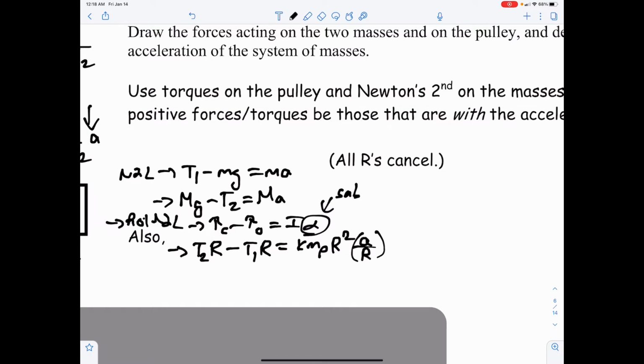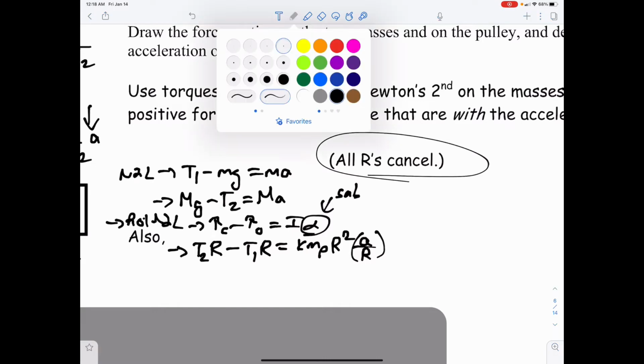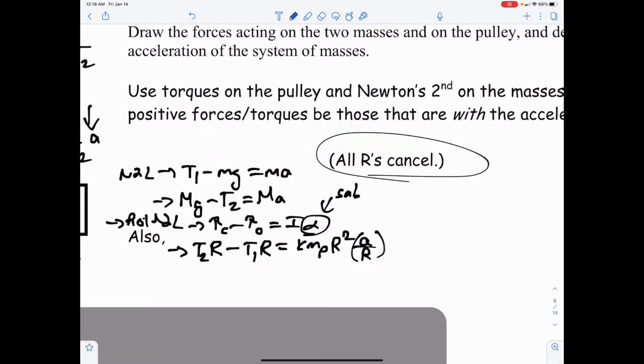So what we do with this net torque equals I alpha equation is we substitute translational variables for it. And what that allows you to do is cancel all the R's. Watch. This cancels with one of those, and then you're left with one factor of R in each term. Now, what are we left with? T2 minus T1 equals K times mass of the pulley times A.